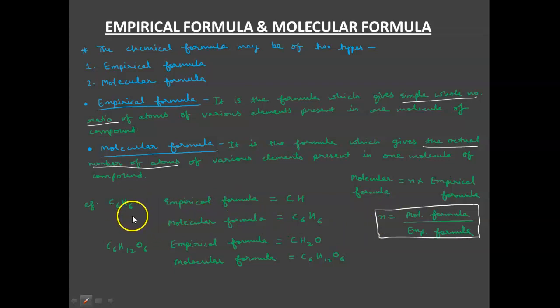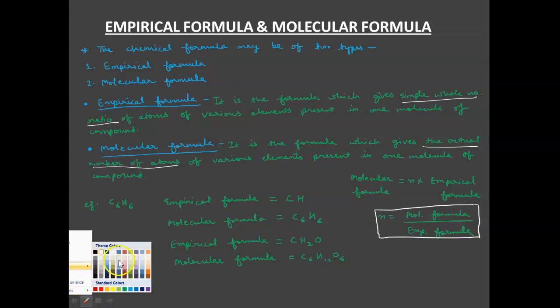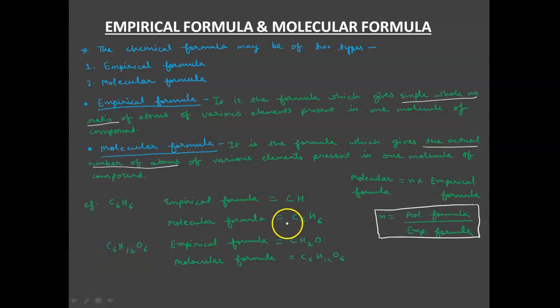First is C6H6. What is C6H6? It is benzene. So in benzene, we can say C6H6 is the molecular formula. For the empirical formula, the n factor is 6, since we have H6 and C6. By dividing by 6, we get the simple formula CH. CH is the empirical formula.